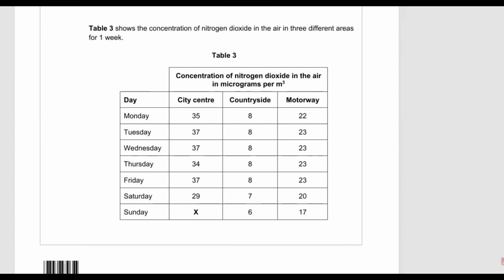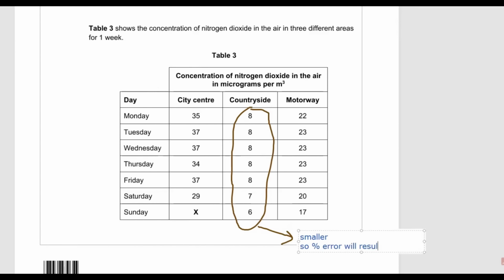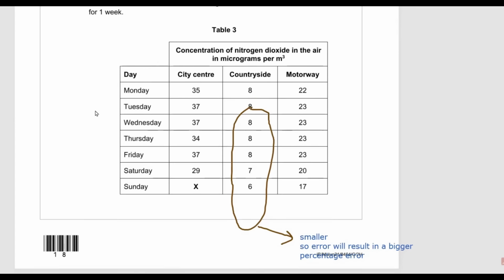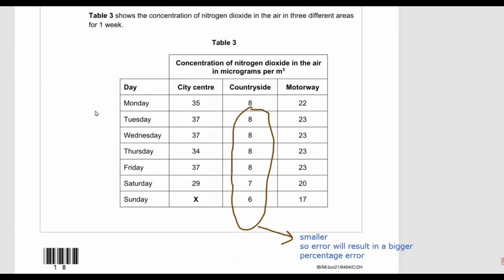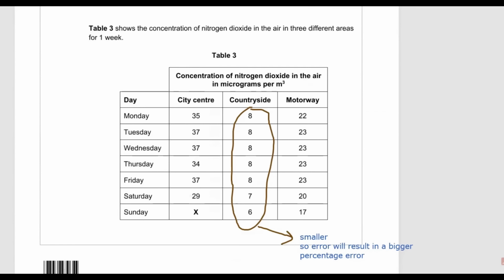So what this means is there is a level of uncertainty in all of these measurements, and it's plus or minus 2. But when you look at the countryside data, this has a bigger impact. Why is it? Well, it's because the countryside data is smaller. So if you have 2 as your error out of a smaller number, it's a bigger percentage, and I'm going to show you how that works out.